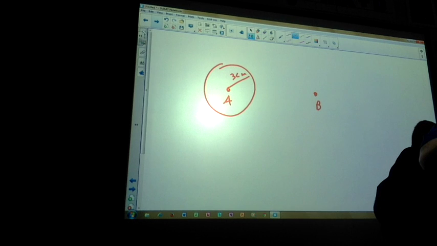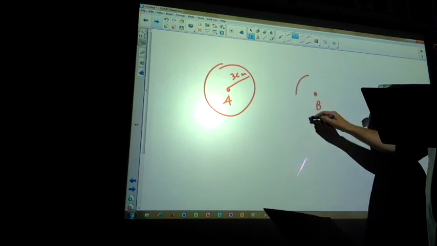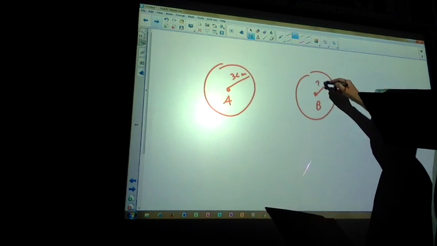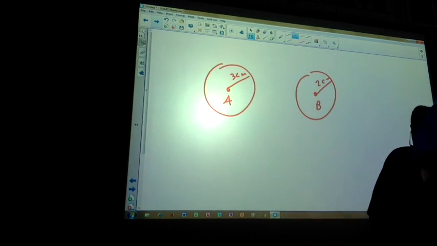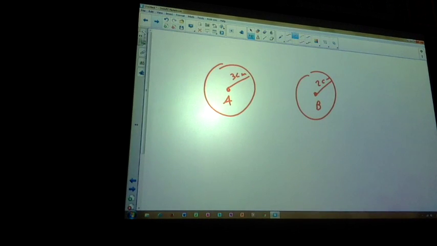Draw a circle with radius of 2 centimeters at point B. Okay? Now, this is what I don't know. Anyone have a ruler with them? What's the distance from A to B? Is it 5 centimeters? How much? 4. About 4?